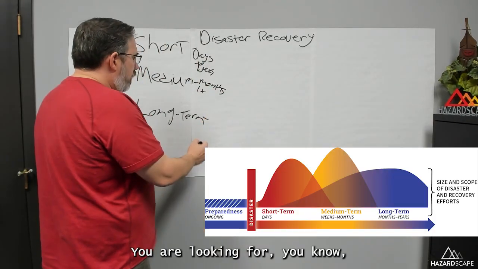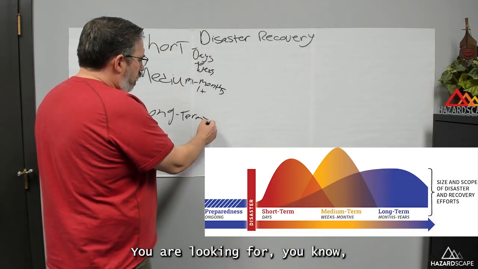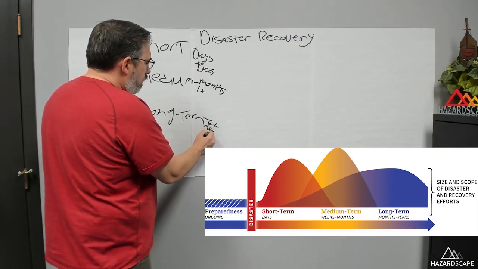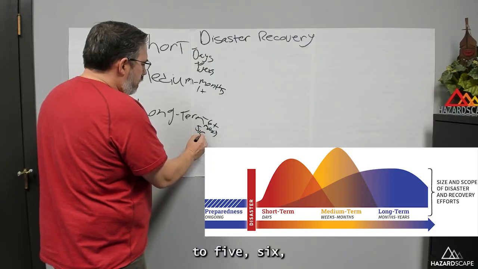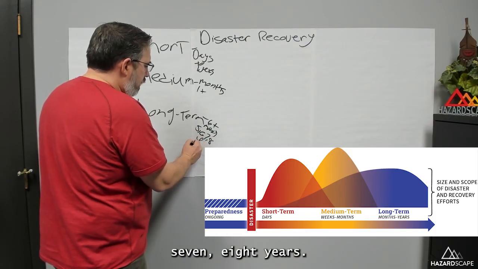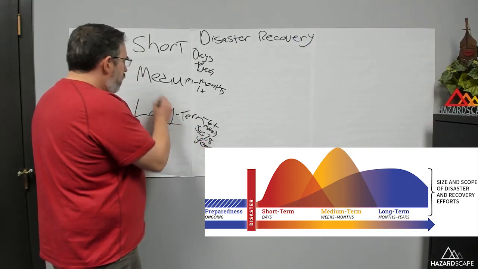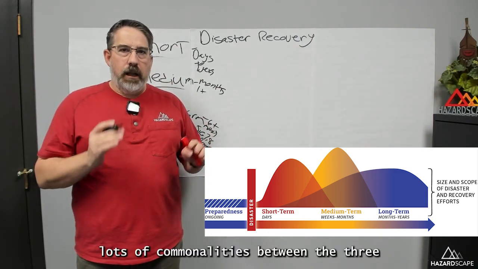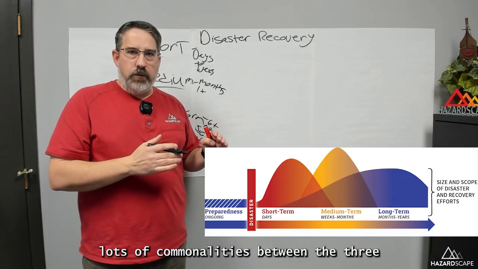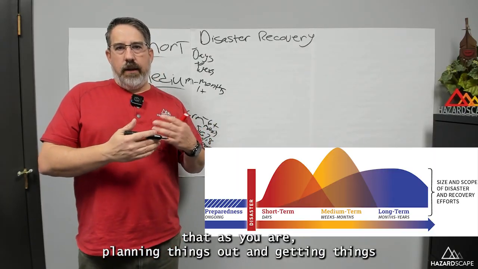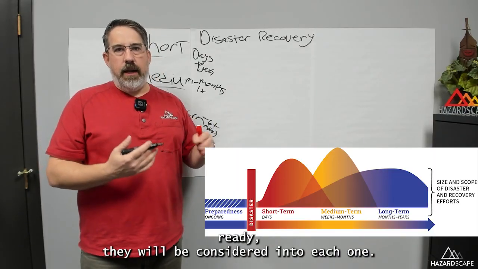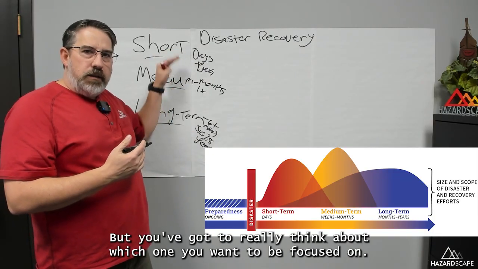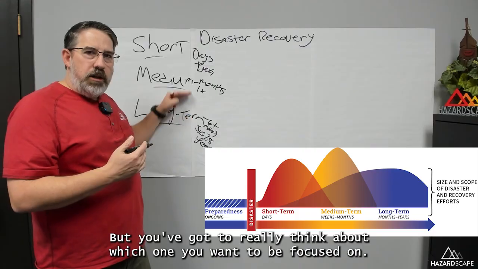Long term, I would probably go 6 months to 5, 6, 7, 8 years. So three very different planning scenarios. There are lots of commonalities between the three that, as you're planning things out and getting things ready, will be considered in each one. But you've got to really think about which one you want to be focused on.